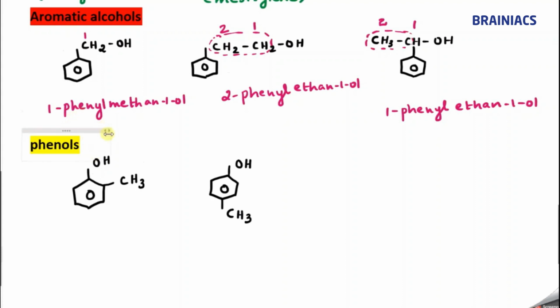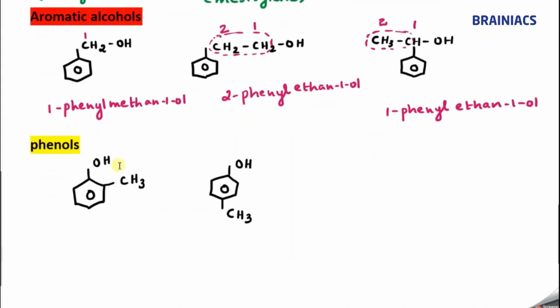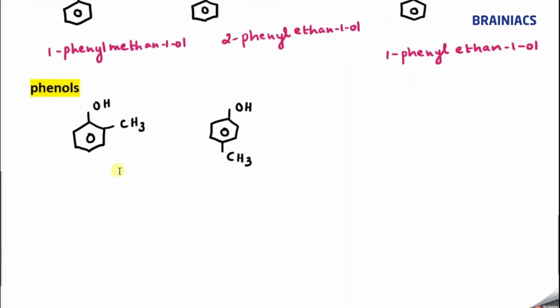Now next go to phenols. What do phenols mean? Aromatic alcohols means the OH group is connected to the side chain, not to the benzene ring. But in phenols you can see the OH group is directly connected to the benzene ring. So what is the name of this compound? Can anybody tell me?